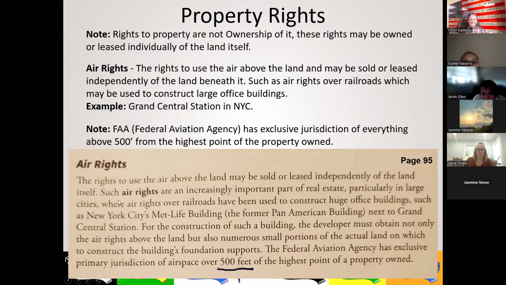I've seen it. Okay. Well, the FAA, the Federal Aviation Agency, has exclusive jurisdiction of everything above 500 feet from the highest point of your property owned. So everything 500 feet above that skyscraper.